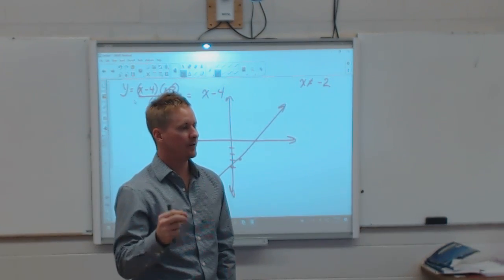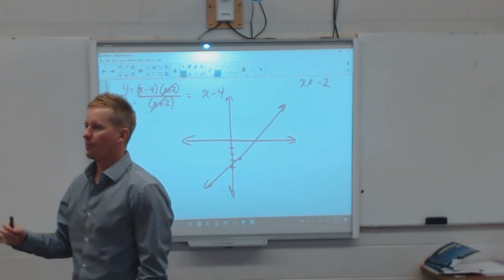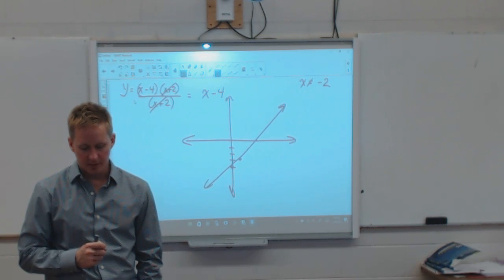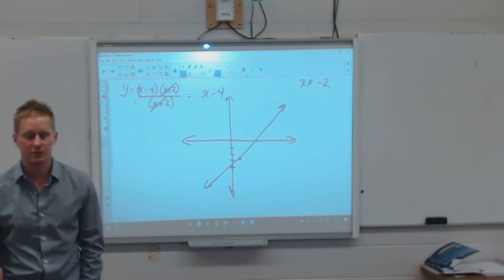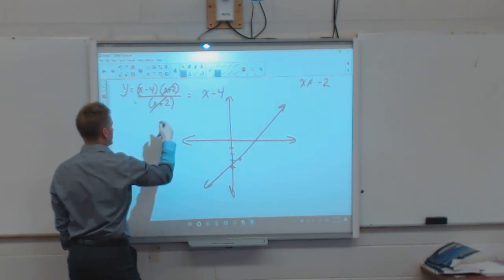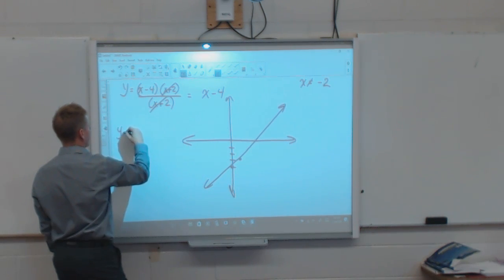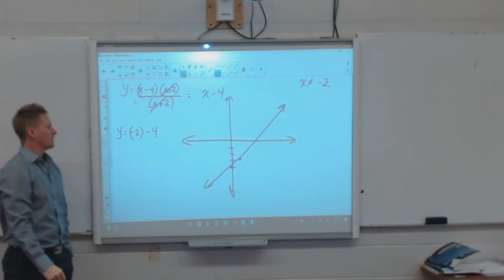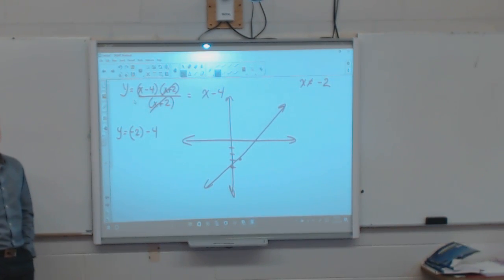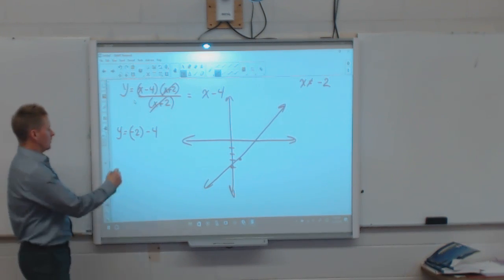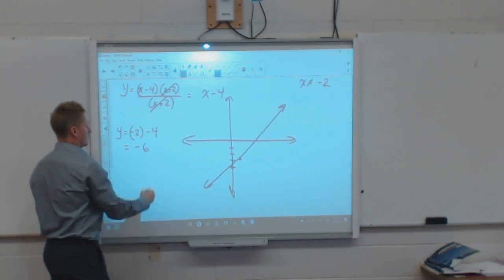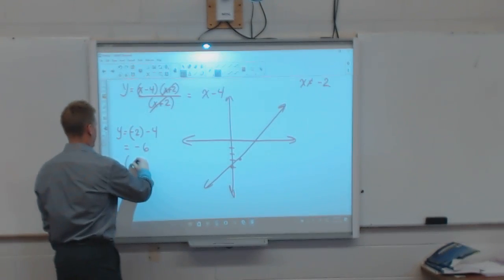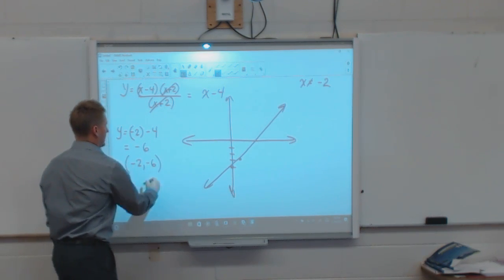But there is a catch to this. I just finished telling you when we started this, there's a point of discontinuity. So now what I have to do is, I know that the x value is negative 2. So I'm going to substitute negative 2 into that equation. So y equals negative 2, subtract 4. Y is equal to negative 6. So where does the point of discontinuity occur? At minus 2, minus 6.